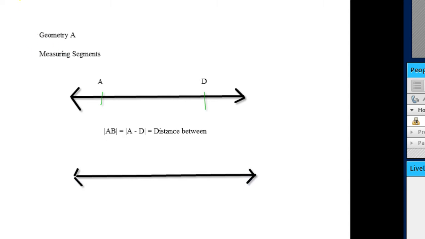Okay. Let's say you have an actual point here. Let's say you have a couple of points. And let's get rid of this. Delete.